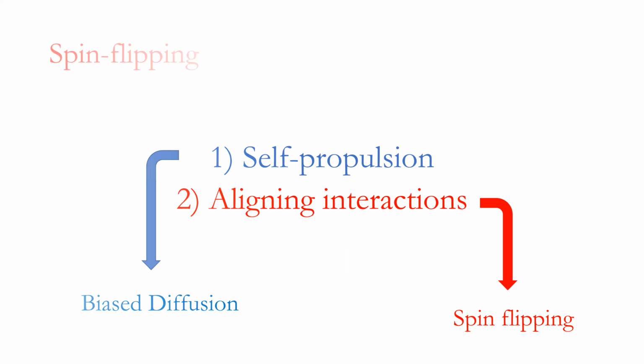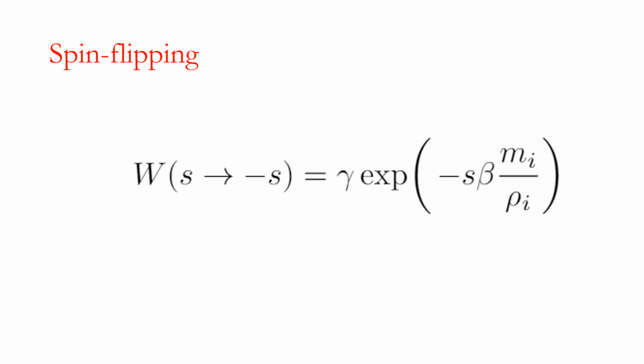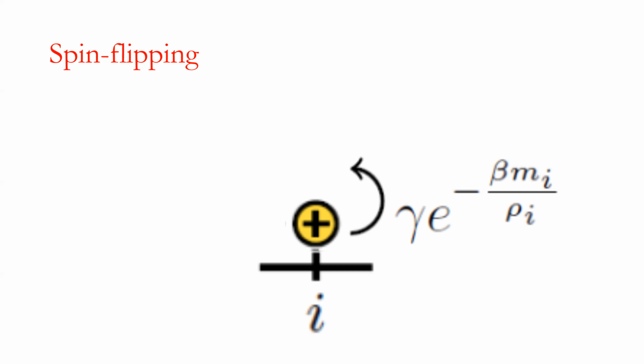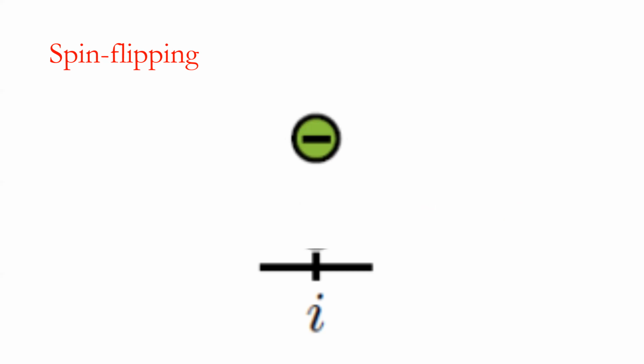Let us first consider spin flipping. The rate of spin flipping of a particle with spin S at site i is given as follows, depending on the local density and magnetization. Thus, consider a particle with spin S equal to +1 sitting on site i. It will flip the sign of its spin with the following rate, as shown here. Correspondingly, for a particle with spin -1, we have the rate for spin flipping as follows.